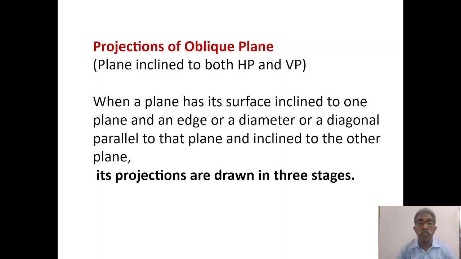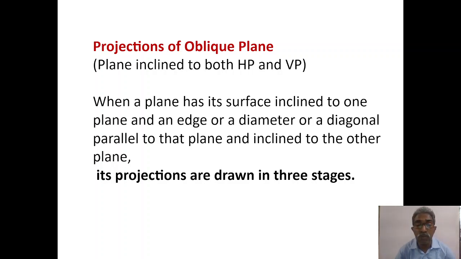Whenever a plane is inclined to both the horizontal plane and the vertical plane, you have to draw the projection in 3 stages. Just now in the previous videos, you have seen that when a plane is parallel to one and perpendicular to the other plane, you have to solve the problem in one stage, which means it is in a simple position. When a plane is inclined to one of the reference planes and perpendicular to the other plane, you have to draw the projection in 2 stages. And when a plane is inclined to both the horizontal plane and the vertical plane, you have to draw the projection in 3 stages.